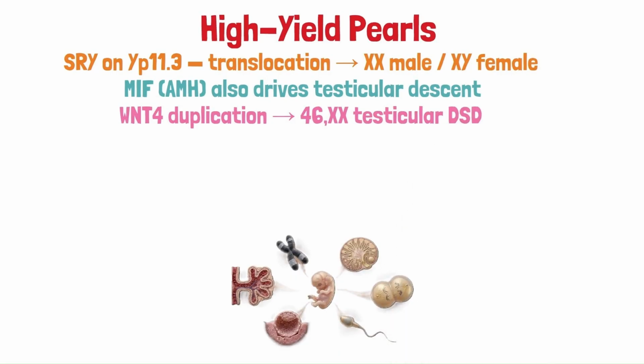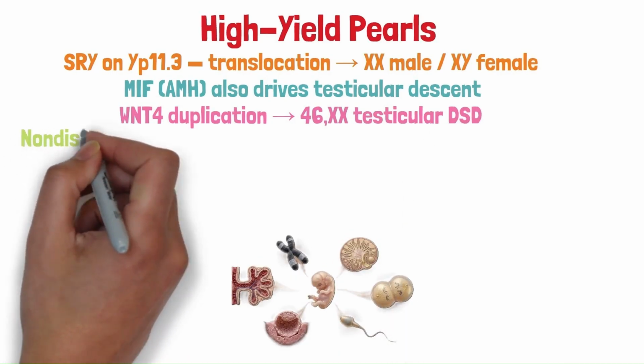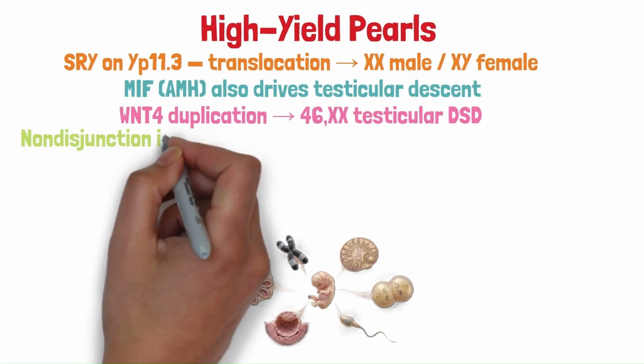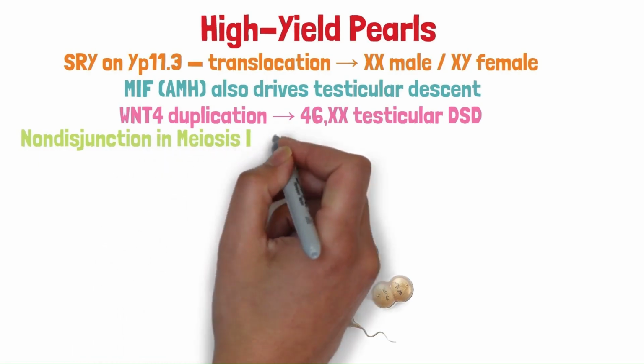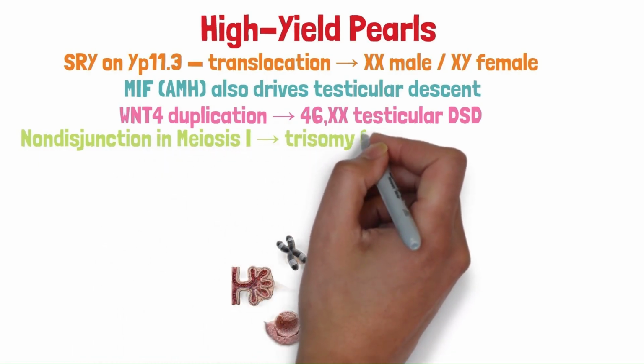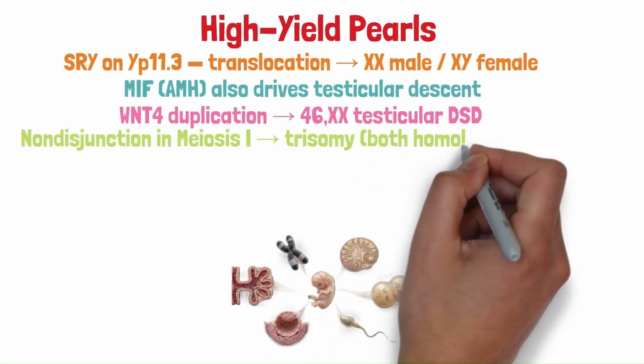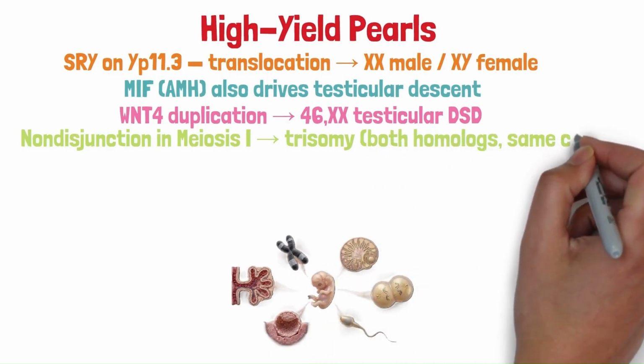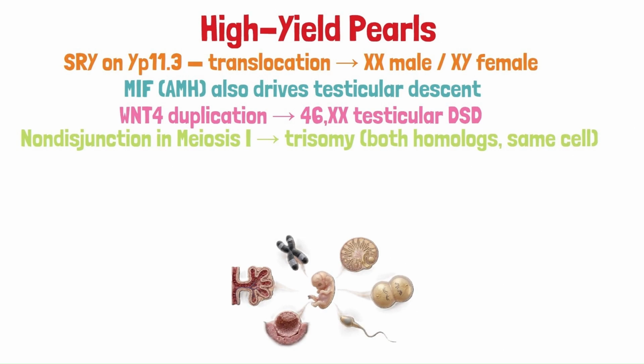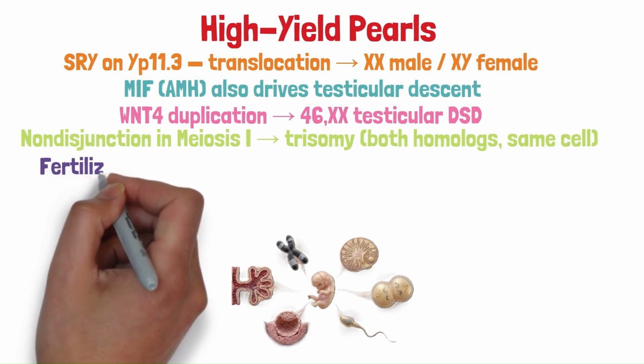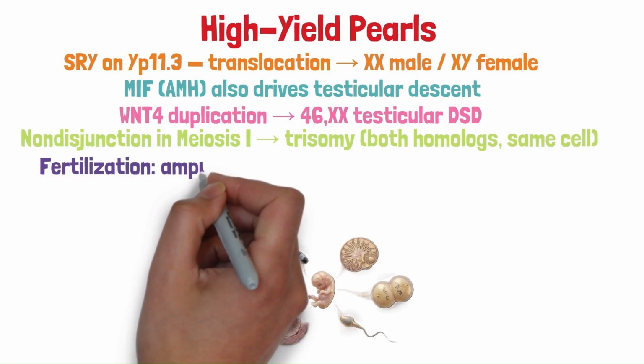On the gametogenesis side, remember, crossing over happens in prophase 1, but oocytes sit arrested at that exact stage for decades. Nondisjunction in meiosis 1 sends both homologs into the same daughter cell, which is how you get trisomy. And polar bodies from oogenesis are not functional gametes, they simply degenerate.